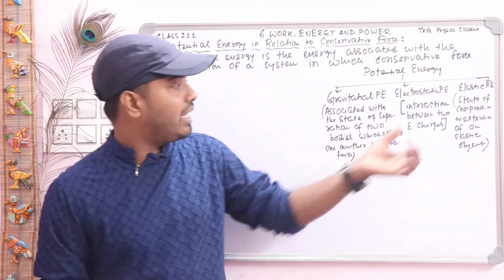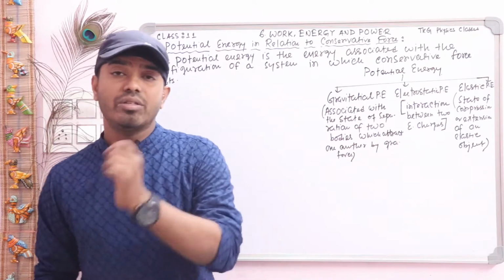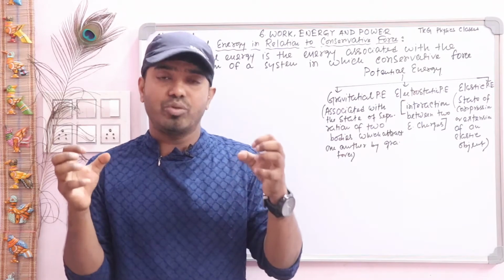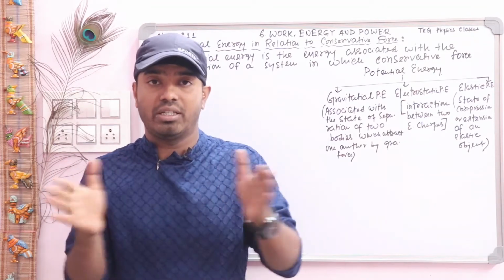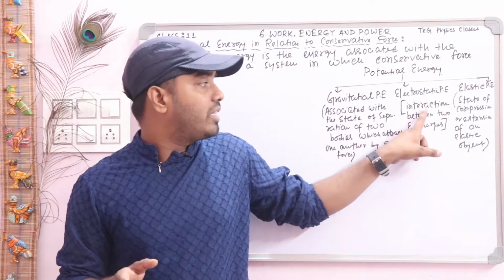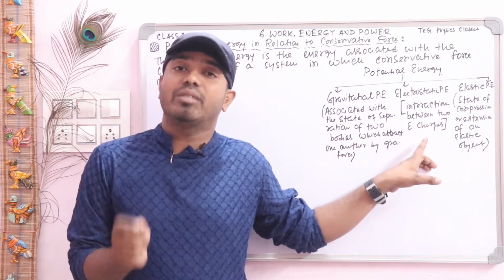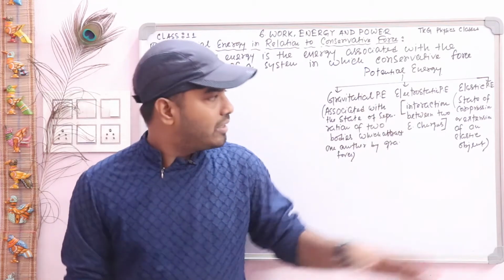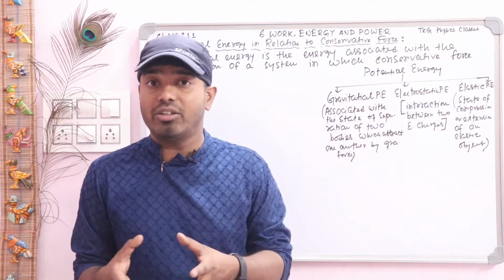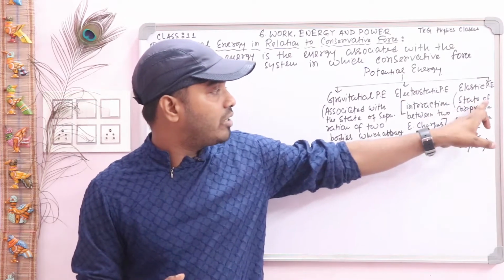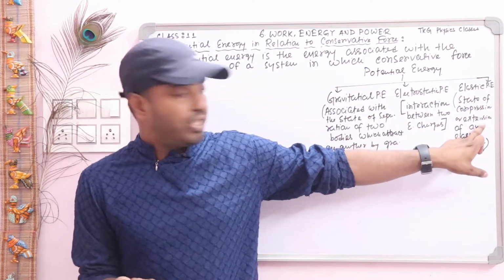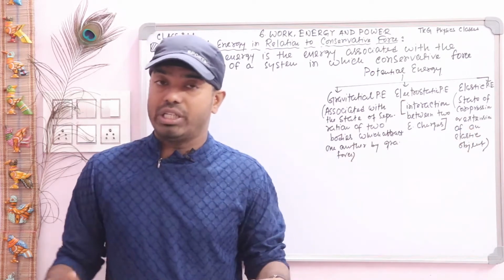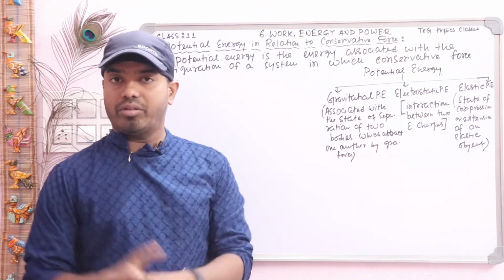In the same way, what is electrostatic potential energy? Electrostatic means there is a separation of electric charges under rest condition. Suppose two charges under rest condition with a separation R. There arises an interaction between the two electric charges, and there arises potential energy which is named electrostatic potential energy. And elastic potential energy is associated with the state of compression or extension of an elastic, that is spring-like, object. So potential energy is mainly classified in 3 categories.